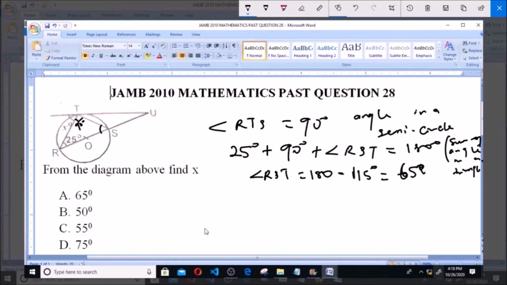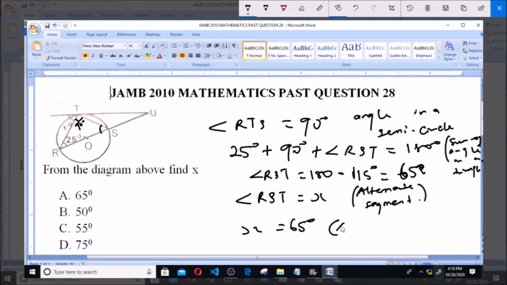Now we're asked to find the value of x. If you look at x and look at this angle RST, you notice that angle RST is equal to x. Now this is because they are alternate segments. Angles in alternate segments are equal, and so therefore we can now say x is equal to 65 degree, which is option A. And remember, since this line here is a tangent, this and these are alternate segments, making this angle equal to this angle. So the value of x is 65 degree, which is option A.